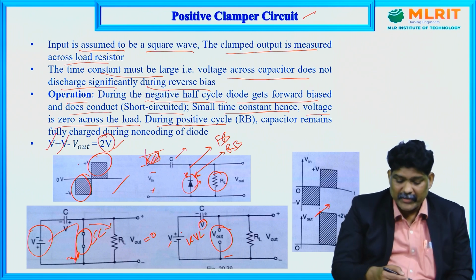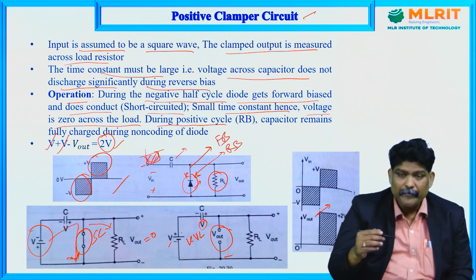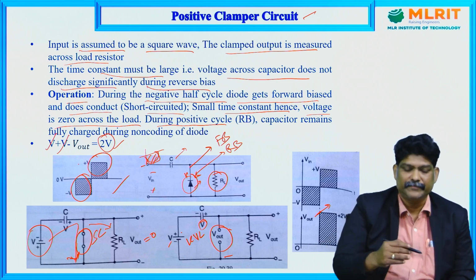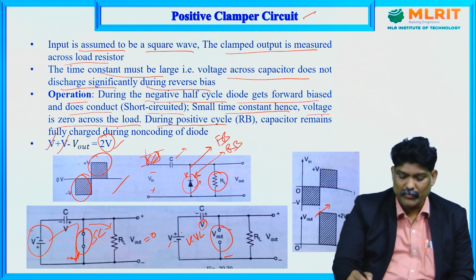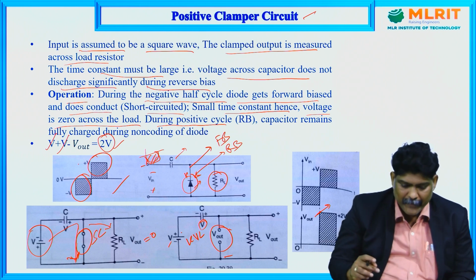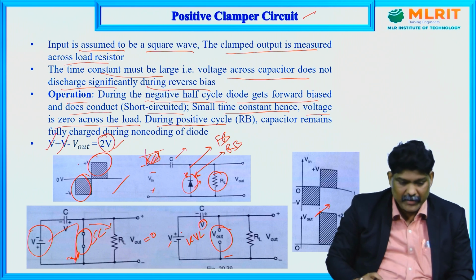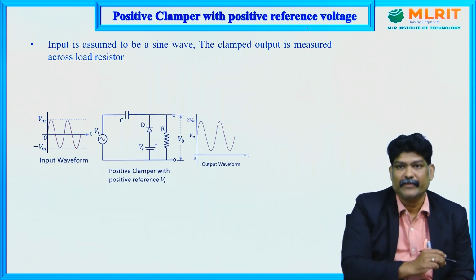What you observe here? The shape does not change. The only thing is the input signal is shifted towards the positive side, and the peak to peak voltage increases to 2 volts. Okay. So therefore this is about a positive clamper circuit. So now let us see another one, that is positive clamper with positive reference voltage.